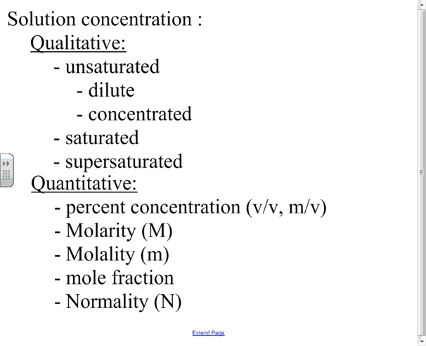Today we're going to focus on one of the quantitative methods, and that is percent concentration, which can be either volume per volume or mass per volume. Volume per volume if we're talking about two miscible liquids, two liquids which will dissolve in each other, or mass per volume if we're talking about a soluble solid that will dissolve in water or some other solvent.